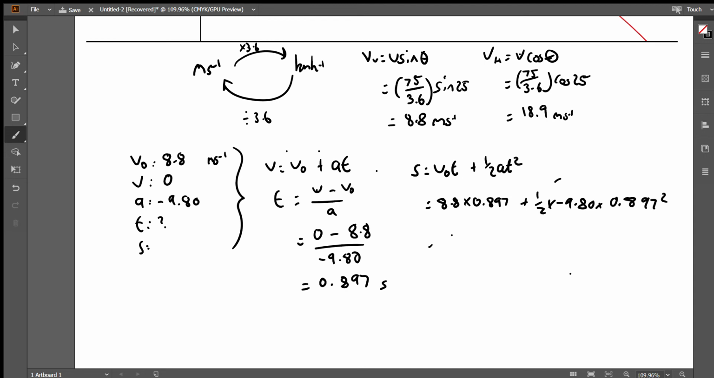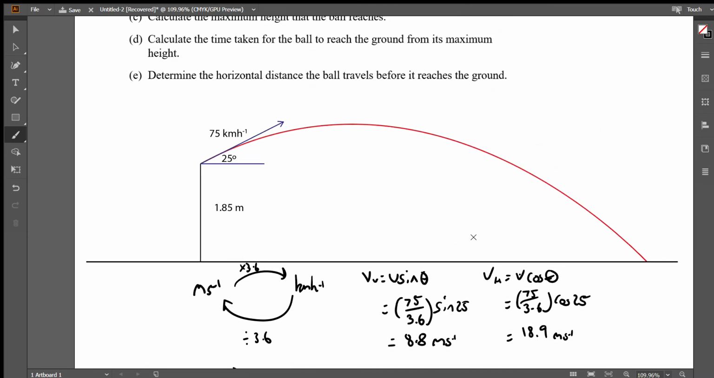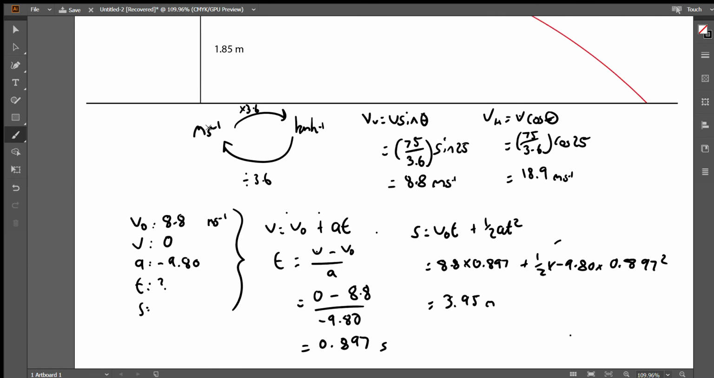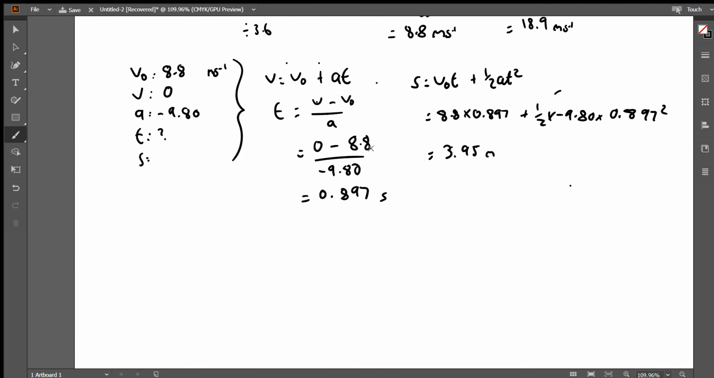If we put that into our calculators, we should get approximately 3.95 meters. Now this only gives us the height from when it was hit, so it's about from here to here. We want the maximum height it reaches, so we need to add the 1.85 meters. Therefore, the max height will be 1.85 plus 3.95, which equals 5.8 meters.